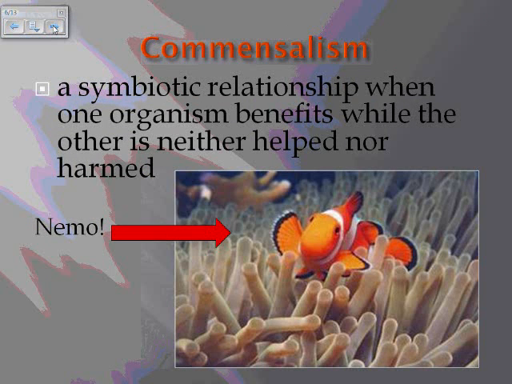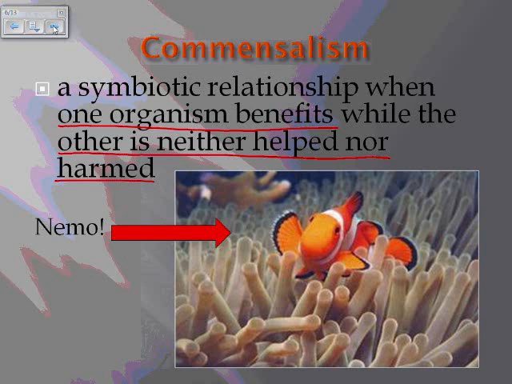Then we have a type called commensalism. In commensalism, we say that one organism benefits, but the other isn't really helped or harmed, right? It's kind of like a neutral thing. So the example that we have here is a clownfish and a sea anemone. Occasionally, depending on where you look, you'll often find that what they have is a mutualistic relationship. However, I'm going to go with a commensalism relationship in this case because the clownfish is getting great things, right?